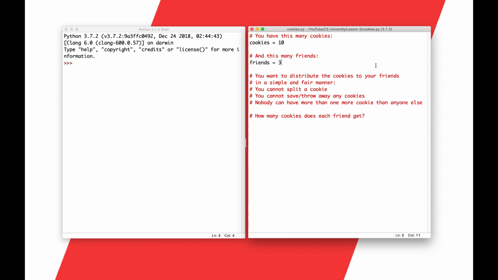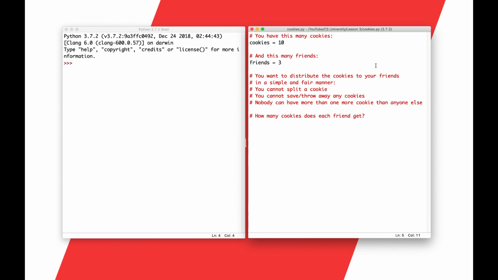We want to distribute the cookies to our friends in a simple and fair manner. Now, to define simple and fair, I have provided 3 criteria. You cannot split a cookie, so you can't break a cookie in half and give one half to each person. You must give whole cookies to everyone. You cannot save or throw away any cookies.